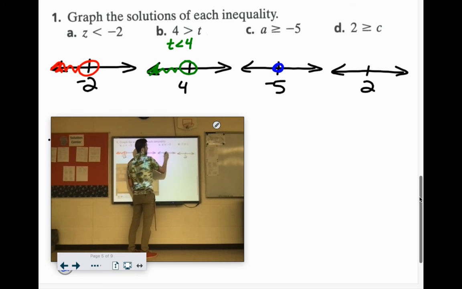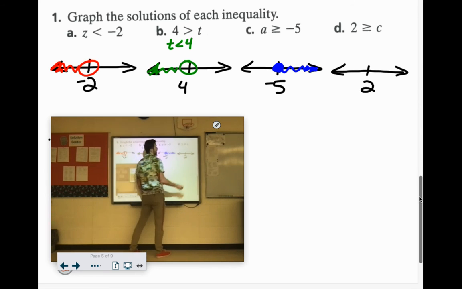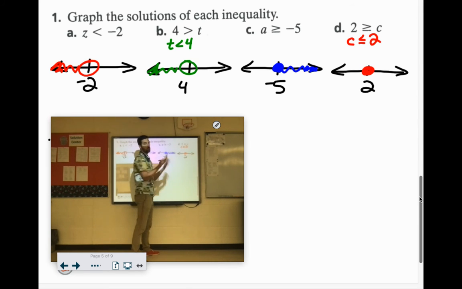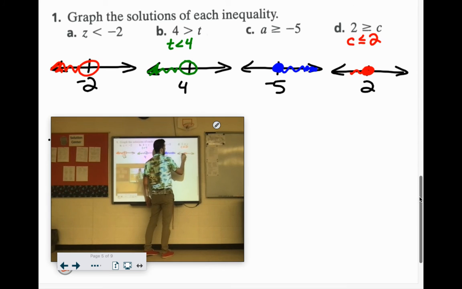Solid dot, because it's the or equal to, the letter's first, so I'll follow the arrow. And solid dot, because it's or equal to, the letter's second, so if you want, rewrite it the opposite way and then follow the arrow, or just look at the original one, know that the letter's second, so we go the opposite way. So this will be shaded to the left.